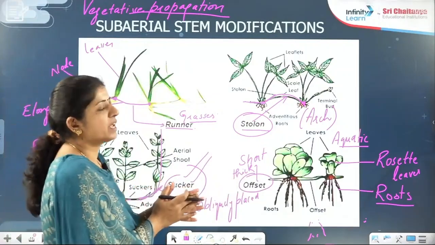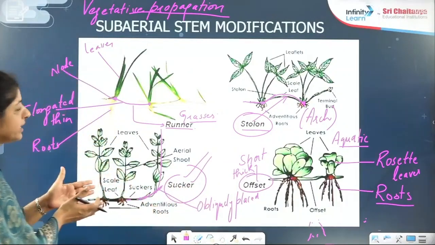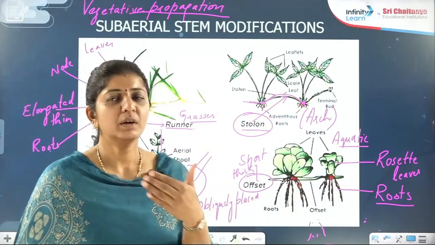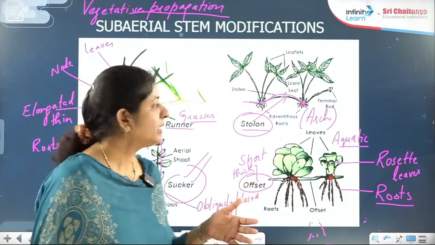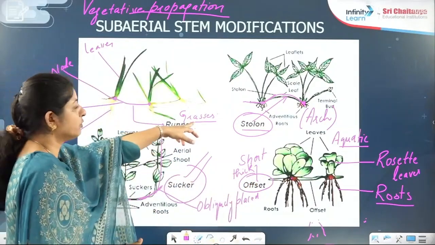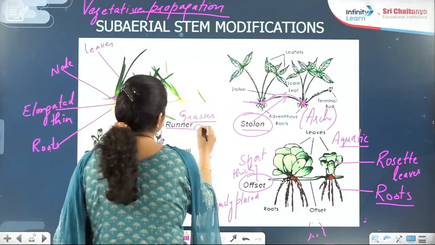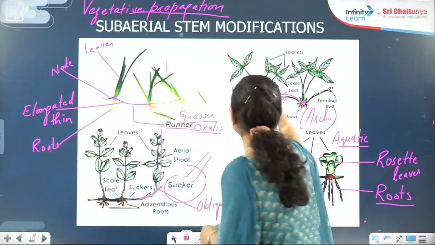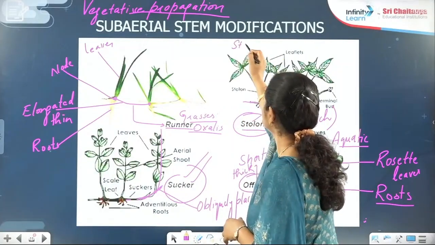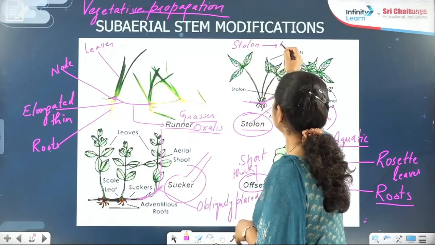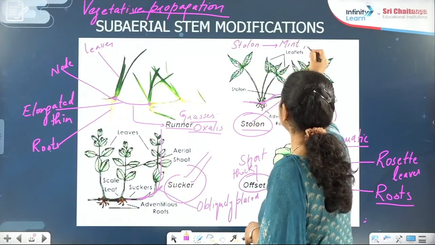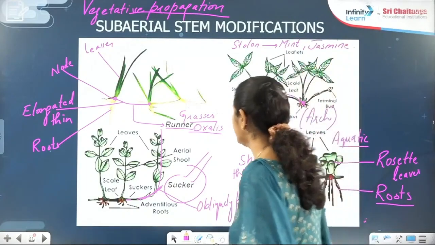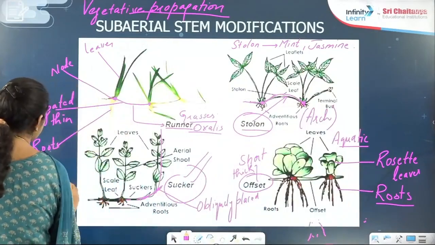Now let me give the examples for subaerial, then I will go back to the underground stem modification. I will complete that topic with the examples, right? So here one example I told you for grasses. The next example you should know is oxalis. For stolons, the examples will be mint and jasmine. I am taking examples from your NCERT book only. Suckers, I am writing here.